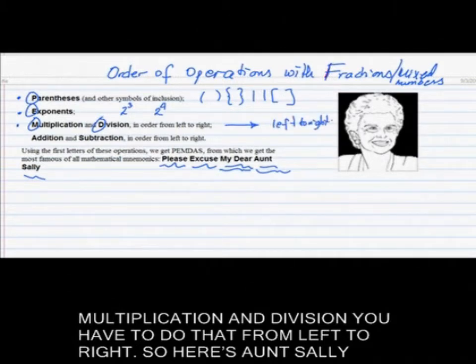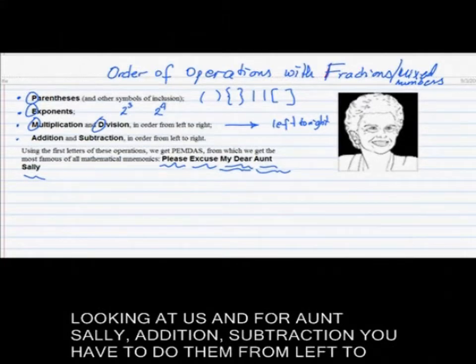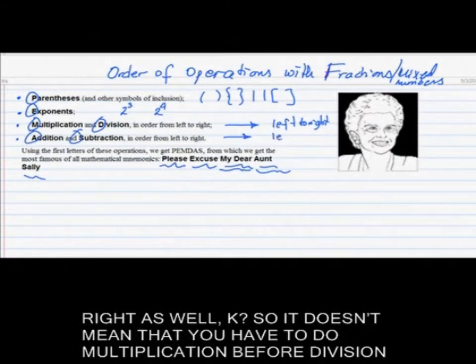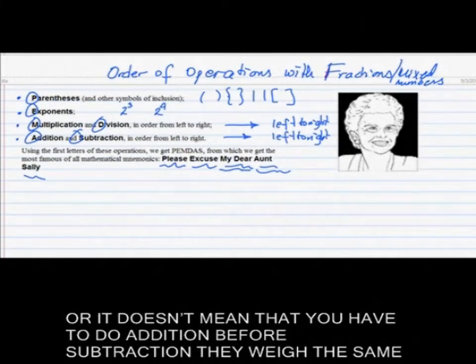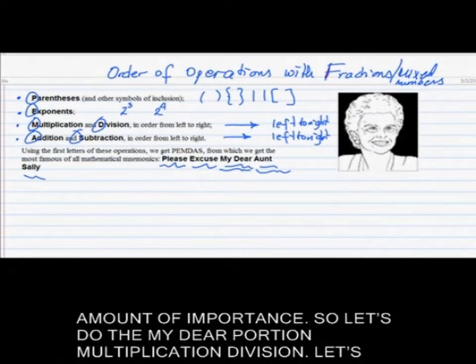So here's Aunt Sally looking at us. And for Aunt Sally, addition and subtraction, you have to do them from left to right as well. So it doesn't mean that you have to do multiplication before division, or that you have to do addition before subtraction. They weigh the same amount of importance.